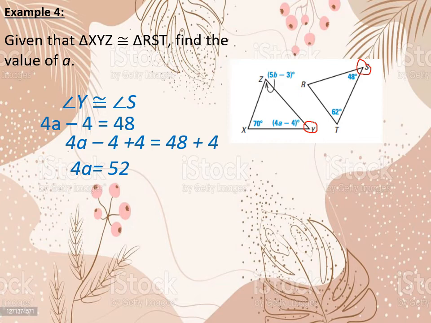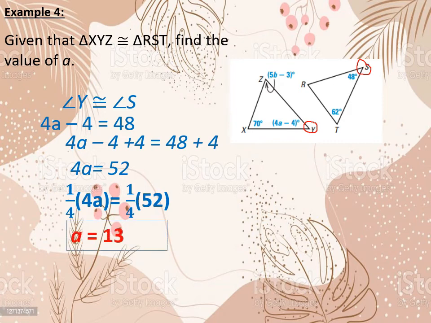Then, applying the multiplication property of equality, we multiply both sides by 1/4. So 1/4 times 4A is equal to 1/4 times 52. Now, we get a value of A, which is 13.